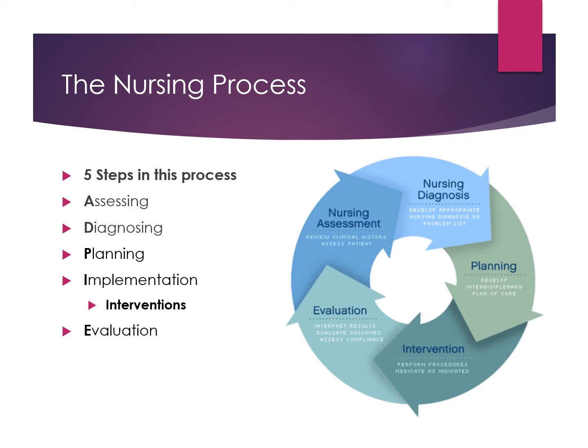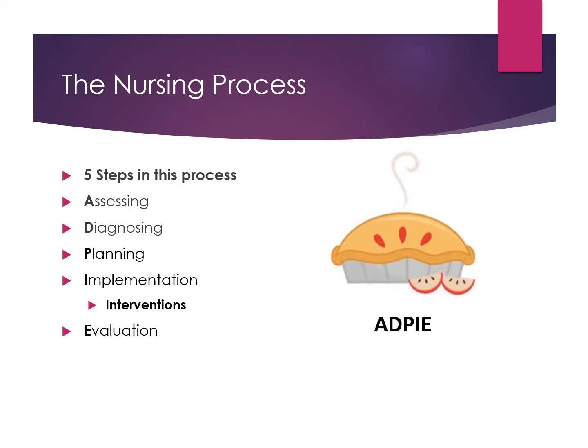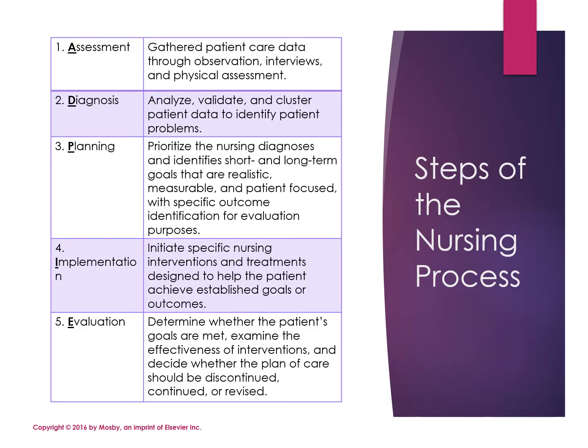I want you to understand and remember the acronym ADPIE. This will help you understand each step of the nursing process. A is for assessment, D for diagnosis, P for planning, I for implementation and interventions, and E for evaluation. Each step in the nursing process, assessment, diagnosis, planning, implementation, and evaluation, or ADPIE, has a unique purpose.